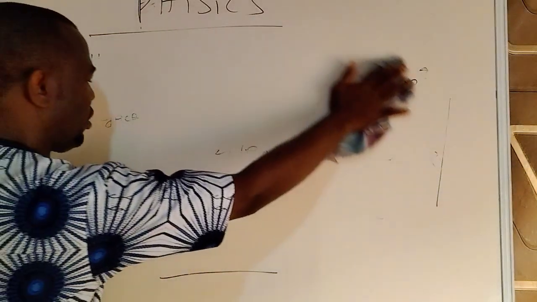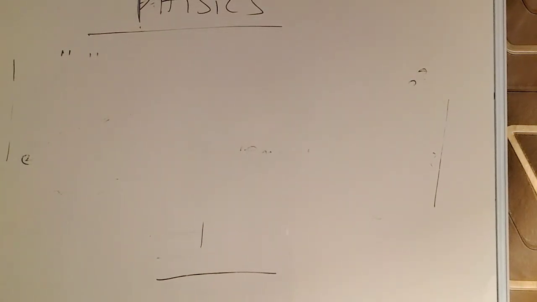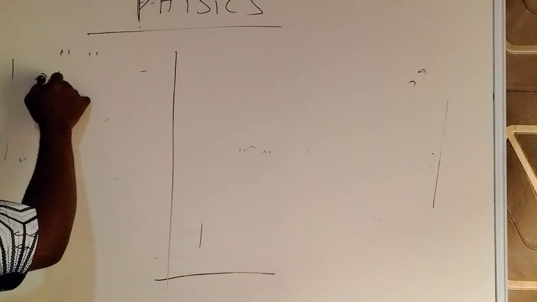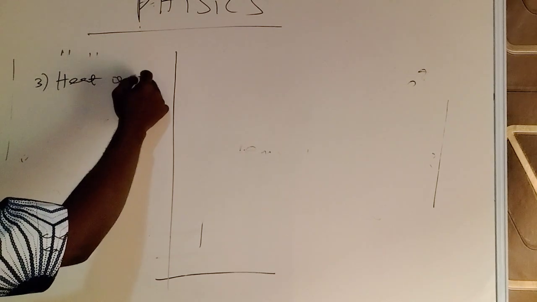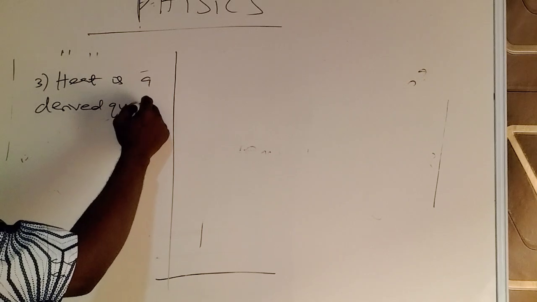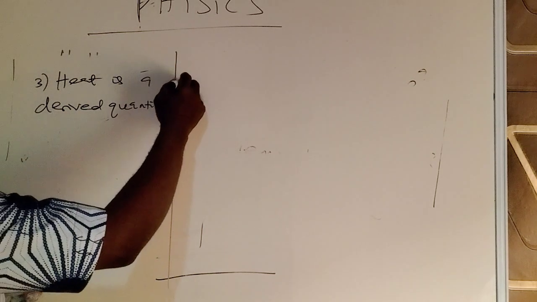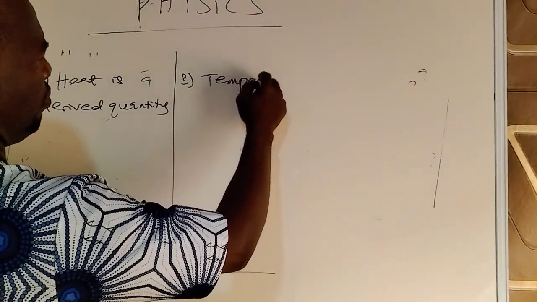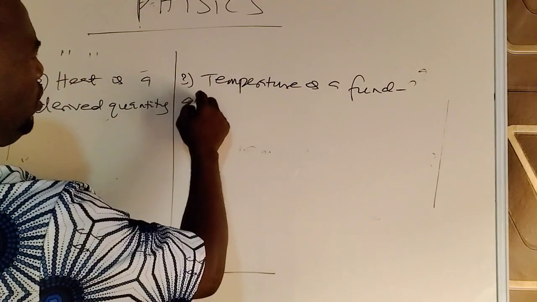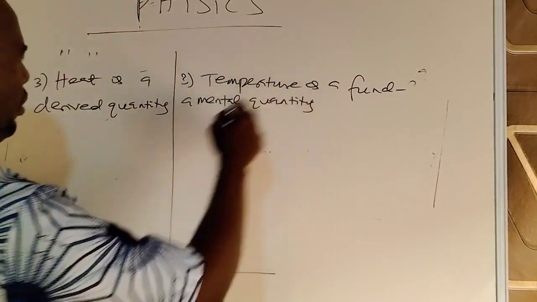So having done that, there's a third difference we're supposed to talk about. A third difference, that's your number three, before I forget, between heat and temperature. Heat is a derived quantity because heat is energy. Energy is a derived quantity, while temperature is a fundamental quantity. So this is the third difference between heat and temperature.